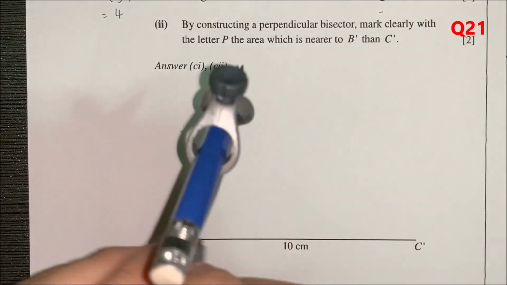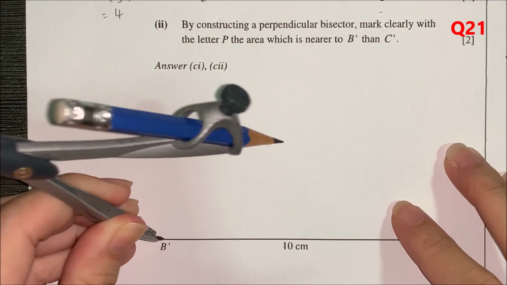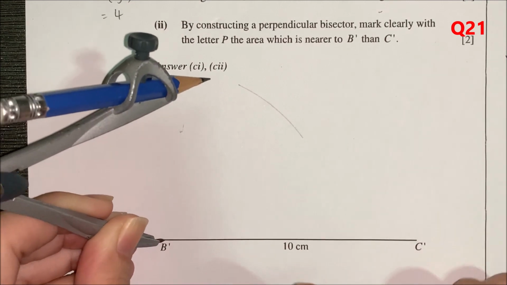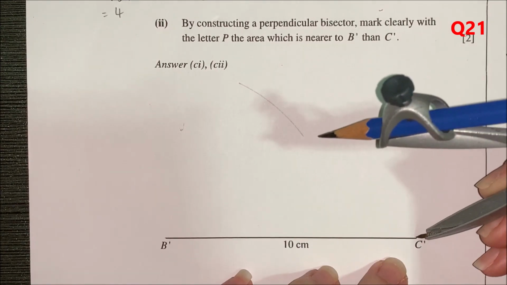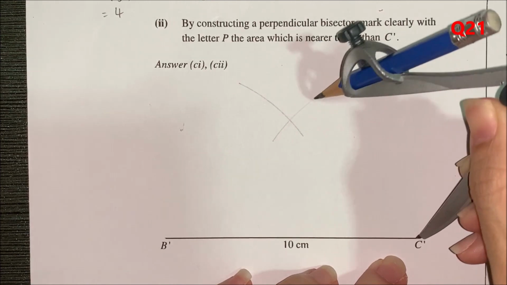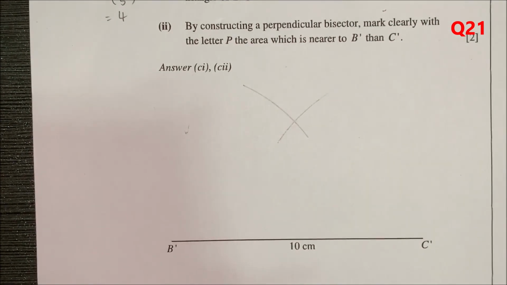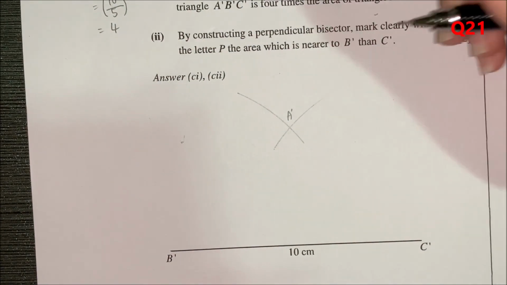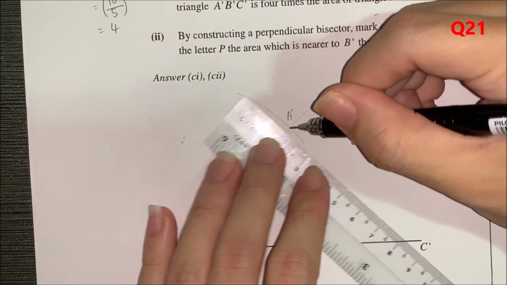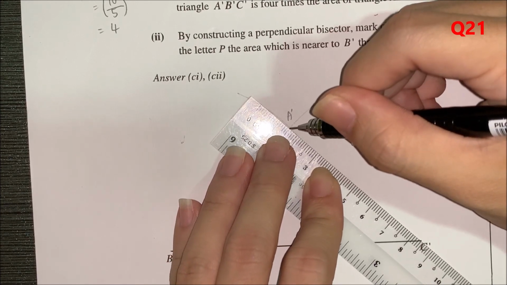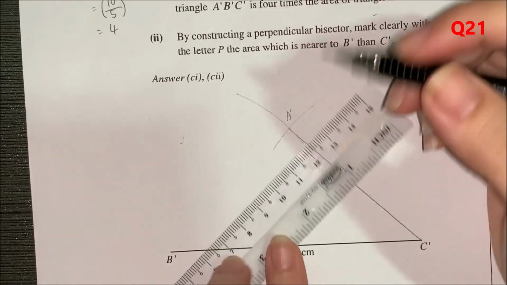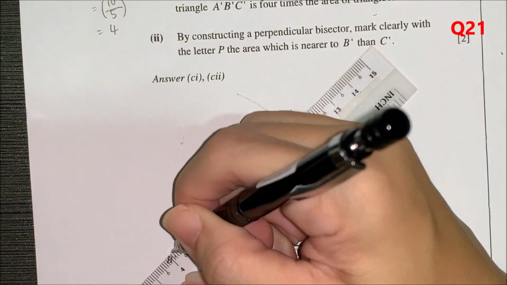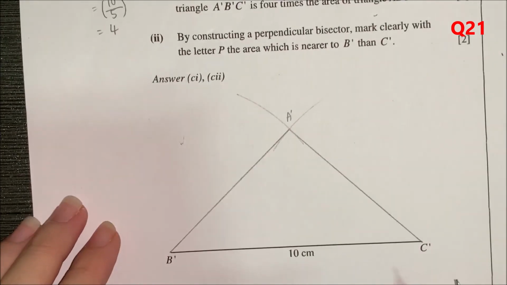And then at point B prime, draw an arc. Because it is isosceles, you don't need to shift the distance. Go to the other side, point C prime, and do the same. So this point here will be A prime. So you just need to take your ruler and connect the points. So your triangle is done.